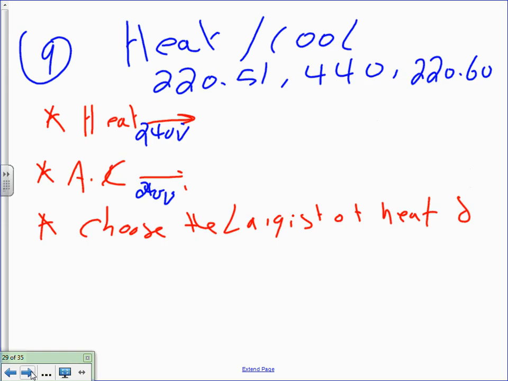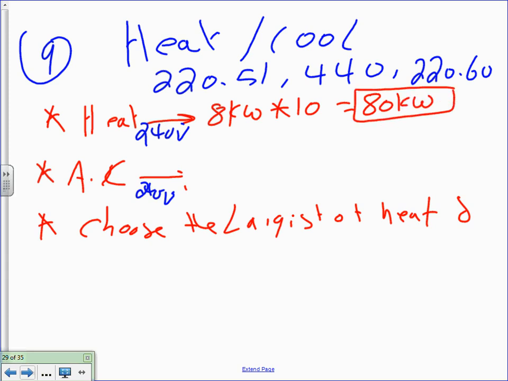Okay, heat. Let's look at the heat. For the heat, what was the size of the heaters? Was it 8? Okay, so I have 8 kW multiplied by how many of them? 10. That will give me 80 kW, which is equivalent to kVA because it's a resistive load.